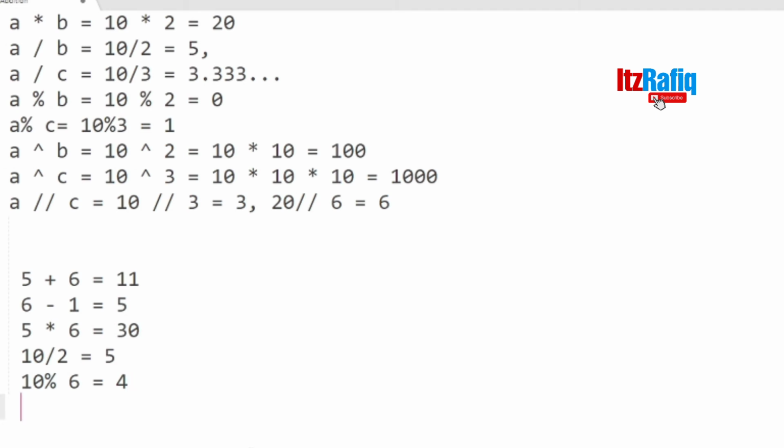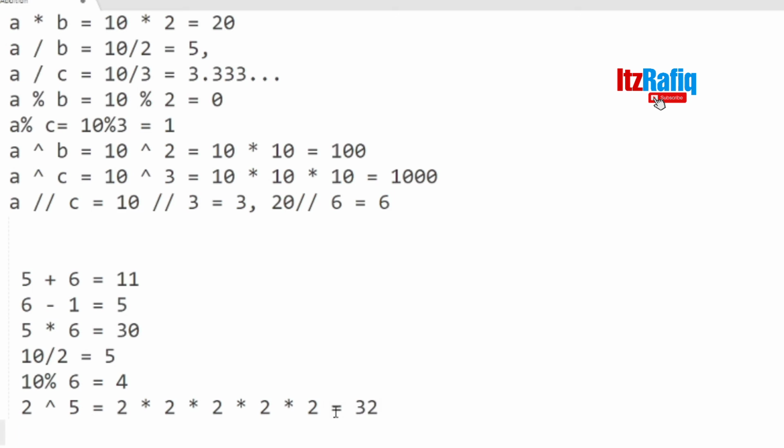And for exponent, suppose 2 exponent 5. So for that, we'll multiply 2 five times. 2 into 2 into 2 into 2 into 2. So 2 five times: 1, 2, 3, 4, 5. 2 2s are 4, 4 2s are 8, 8 2s are 16, 16 2s are 32. So the answer will be 32. So this is how the exponent works.